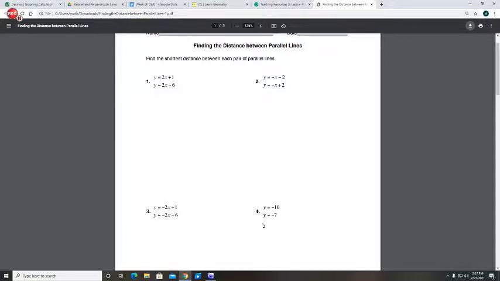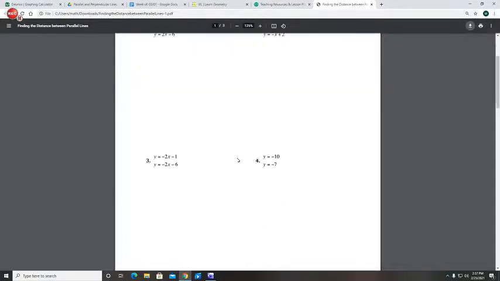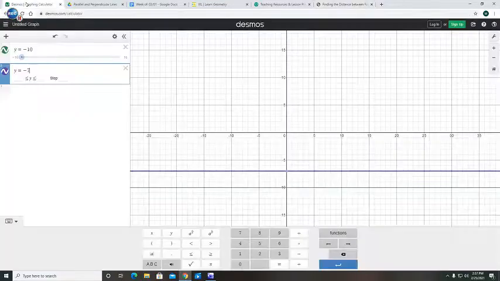If it's not quite that simple, like let's say, for example, it's more like this, number 7. So go to number 7 real quick. You'll notice that the slopes are the same. They're both 1/4, which means they're parallel lines. We just got to figure out how far apart they are. So I'm going to go into Desmos and I'm going to type these two equations.